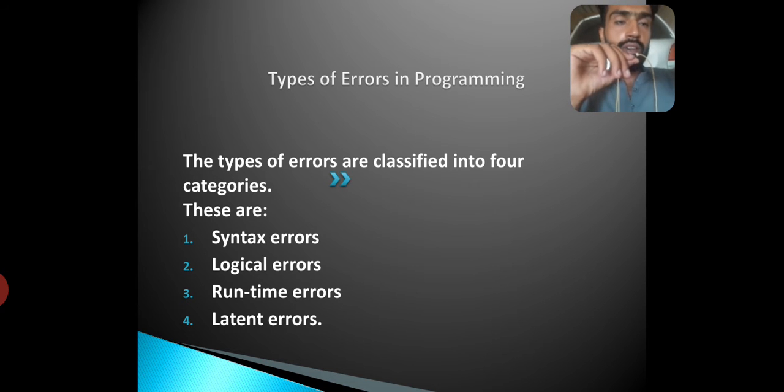Types of errors in programming. The types of errors are classified in four categories. These are syntax errors, logical errors, runtime errors, and latent errors.